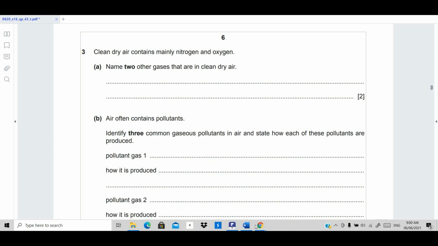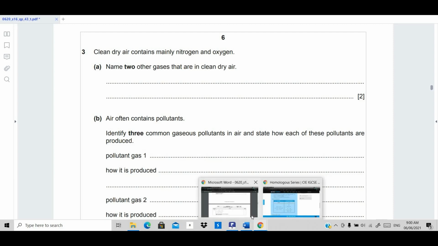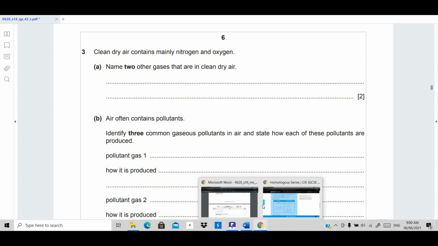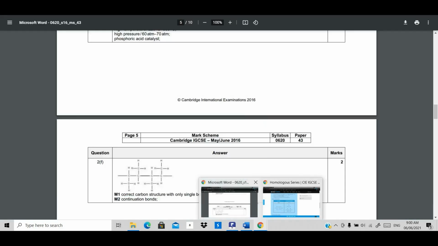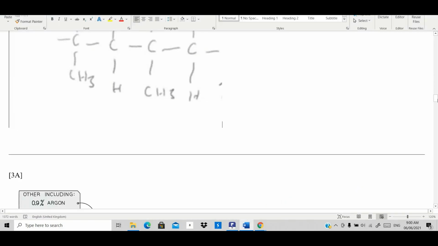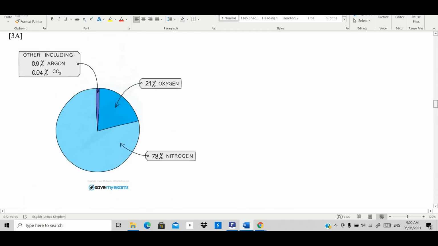Apart from nitrogen, they have given us a hint that apart from nitrogen and oxygen, we need to mention two other gases. Make sure you read the question properly. They are not asking for two clean gases. They are asking for two other gases that are in clean dry air. You need to know the composition of the air, where you can look at this pie chart here.